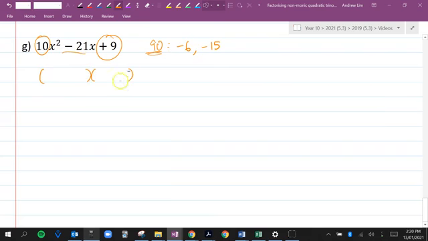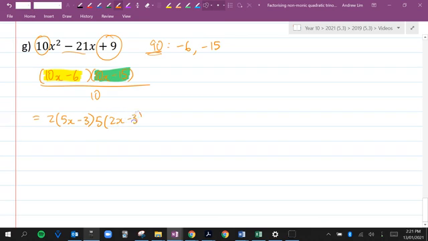So let's set out our working out. 10x all over 10. Put my minus 6, put my minus 15. Again, I can factorize both of them. In the first one, I can factorize out a 2. That leaves me with 5x minus 3. And in the second one, I can factorize out a 5. 2x minus 3 all over 10. 2 times 5 is 10, so they cancel out with the 10. So my final answer is 5x minus 3 times 2x minus 3.